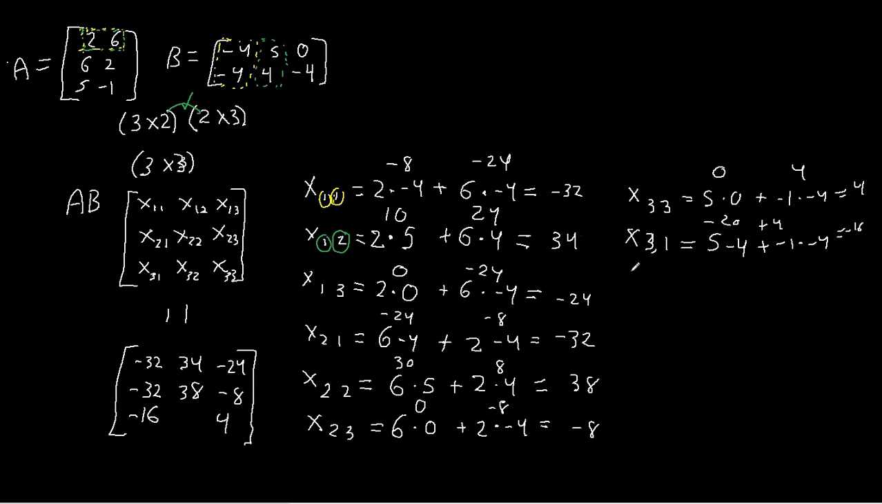And then finally, x3,2. So this is the third row from the first matrix and the second column from the second matrix. So again, it's going to be that 5 and that negative 1. And then we're pulling the second column, which is 5 and 4. And that's going to give us 25 plus negative 4. It's going to be 21.